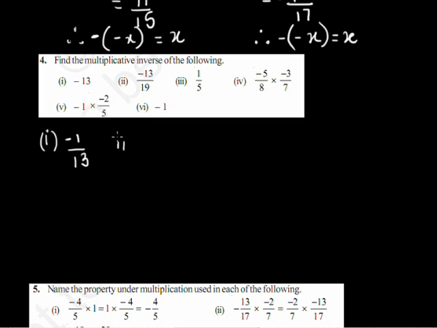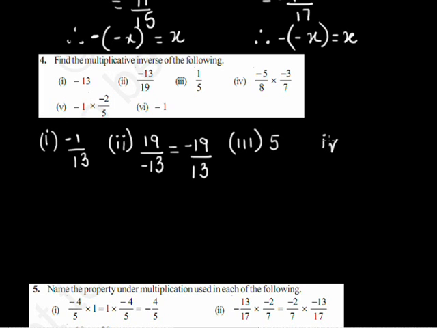If I see the second part, I have to find the multiplicative inverse of minus 13 upon 19, that means 19 upon minus 13. I have only done the reciprocal of minus 13 upon 19. Now I have to convert 19 upon minus 13 into standard form, that means minus 19 upon 13. Okay, now the third part, I have to find the multiplicative inverse of 1 upon 5. The multiplicative inverse of 1 upon 5 will be 5. The reciprocal of 1 upon 5 is 5.